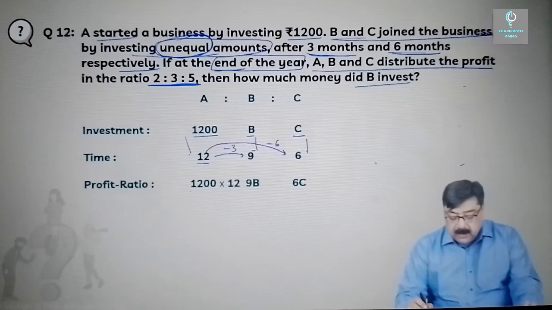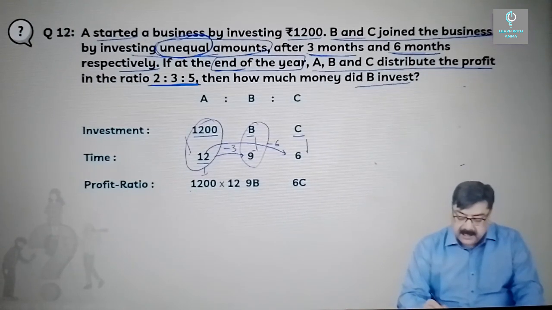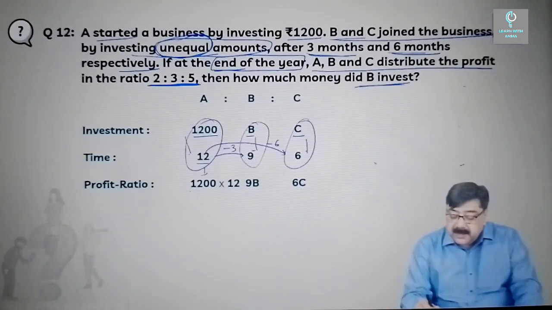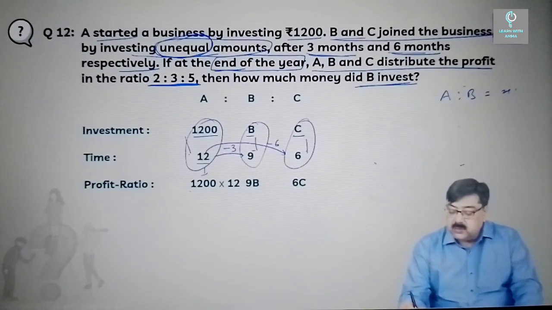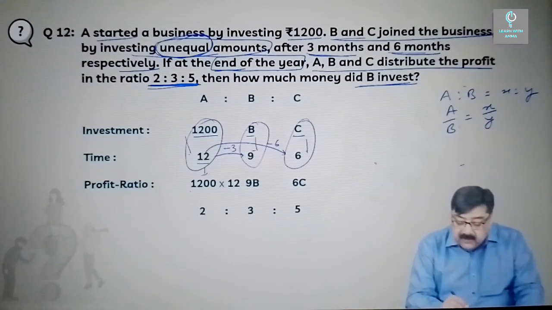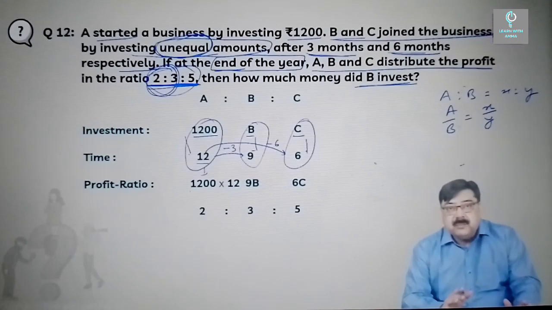Now this would amount to, let us say, 1,200 into 12, then B into 9 and C into 6. That is 1,200 into 12, 9B and 6C. And you want to find out how much money did B invest. So you know that if A is to B is equal to X is to Y, then A by B is equal to X by Y. It is already given to us that the ratio in which they distribute their profit is 2:3:5. So for A and B it is 2:3, the ratio in which they are distributing their profits.